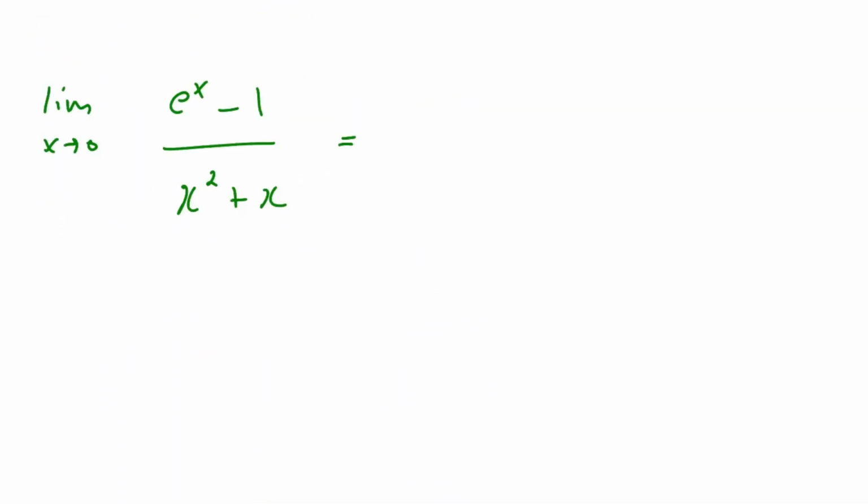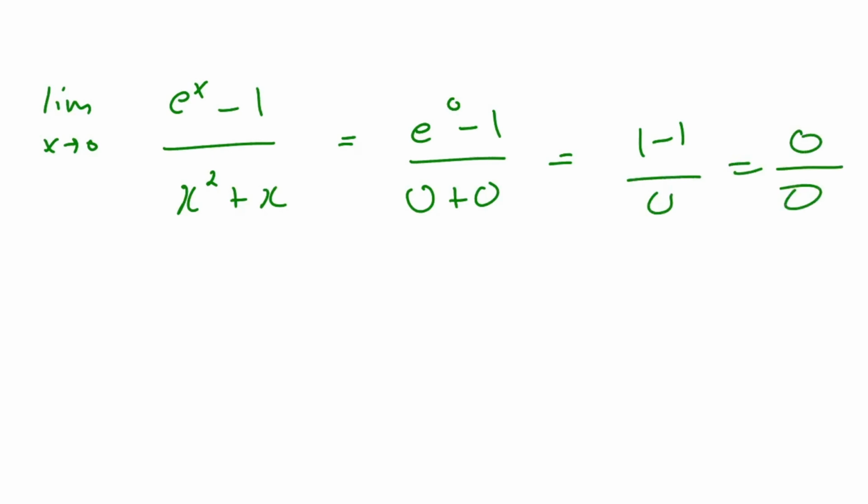Isn't that amazing? Here we have e to the power of x minus 1 over x squared plus x, and the limit as x approaches 0. Now let's just straight up plug in 0 here. So it'd be e to the power of 0 minus 1 over 0 squared plus 0. So e to the power of 0 is what? 1. 1 minus 1 over 0 is 0 over 0. That is not good. Not good at all, my friends.